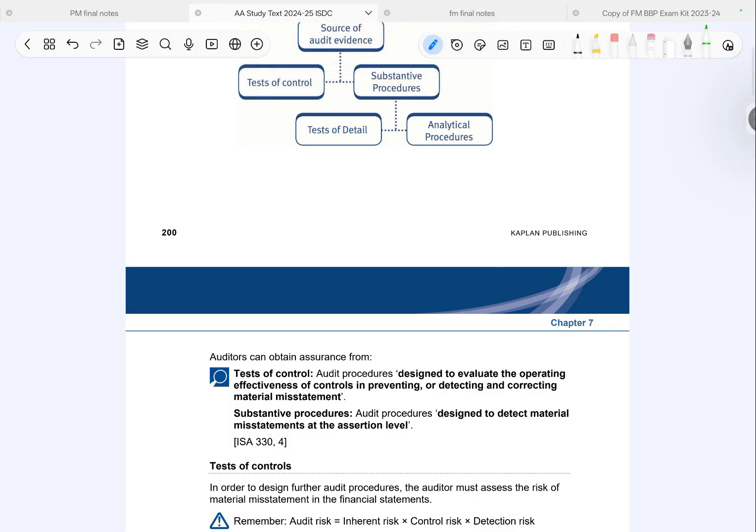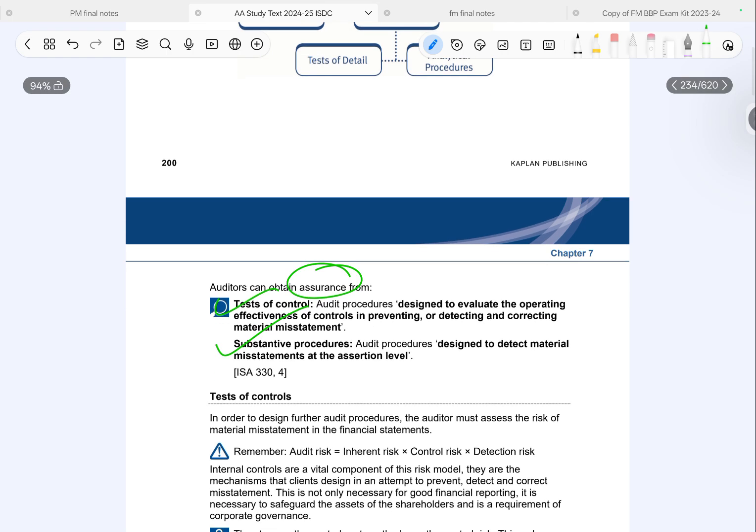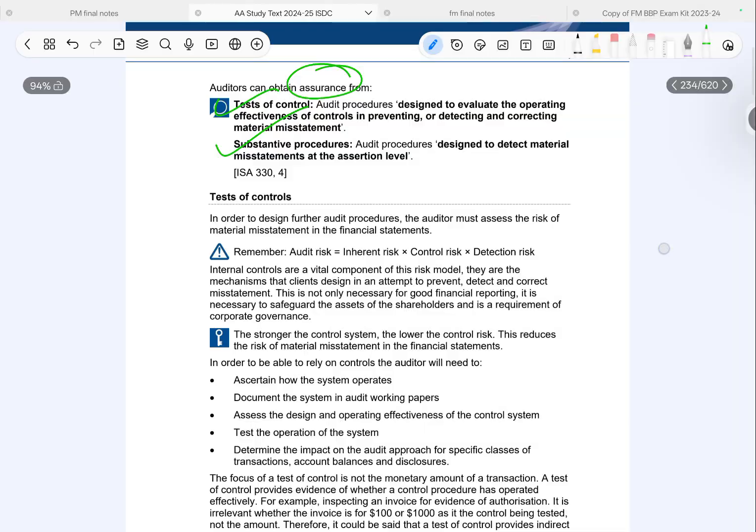So let's understand how auditors actually get assurance. There are two main ways: test of controls and substantive procedures. Test of controls check whether the client's internal controls are working properly. Basically, are they preventing or detecting errors? Substantive procedures, on the other hand, directly check for mistakes in the numbers.